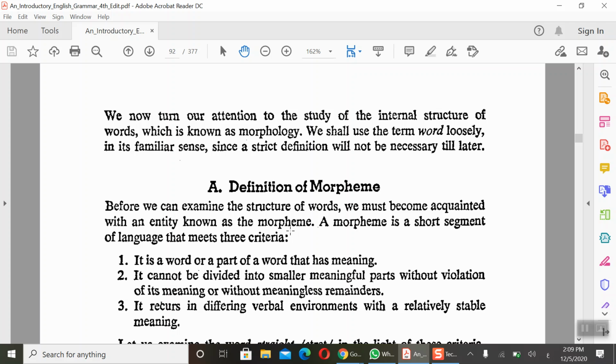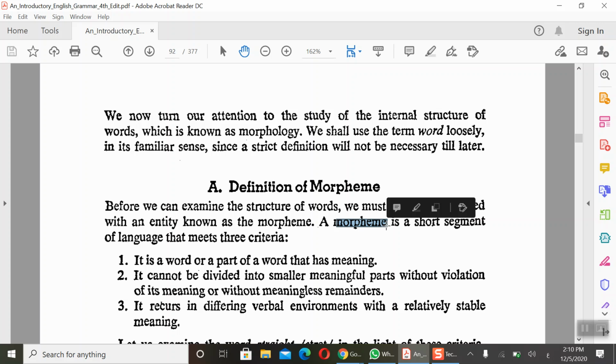So in this chapter 8, we are going to talk about the word, and in the next chapter we will talk about the word too. But here we are going to analyze the structure of a word. What is the structure of a word? So a morpheme is a word. This is the definition of morpheme.